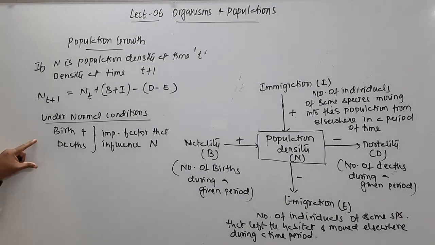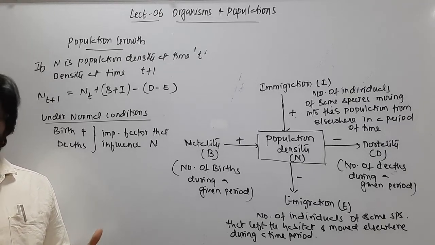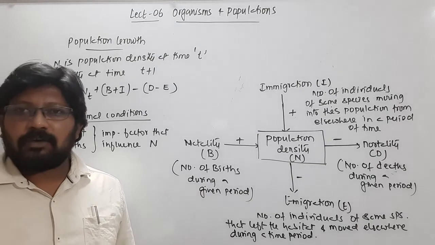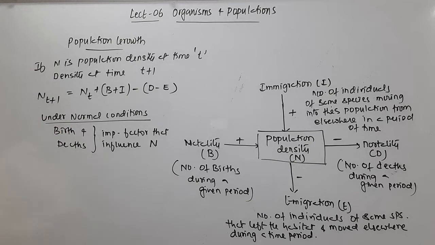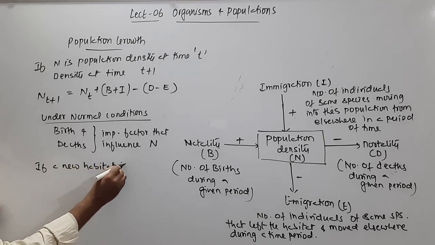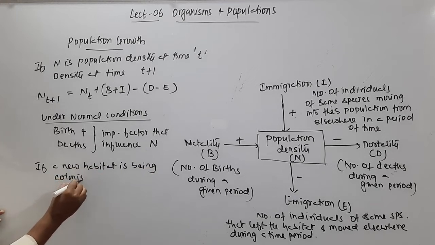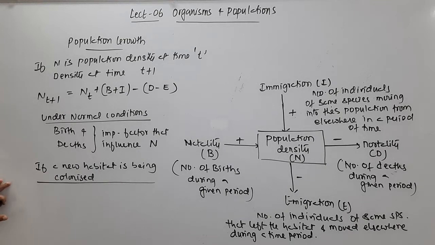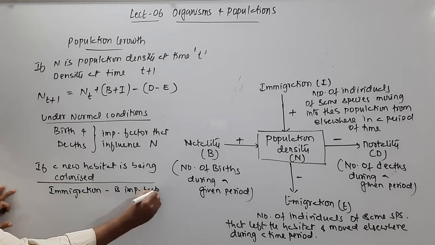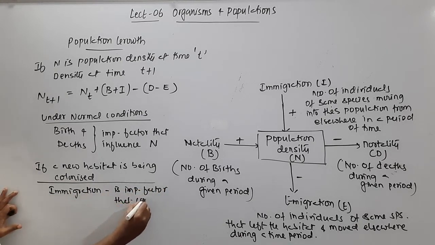Now of course in certain conditions, suppose a new area is being formed, a new habitat is being colonized, and a particular species is moving from one location to another. In that case immigration plays a very important role. If a new habitat is being colonized, this immigration is an important factor that contributes to population density, right?